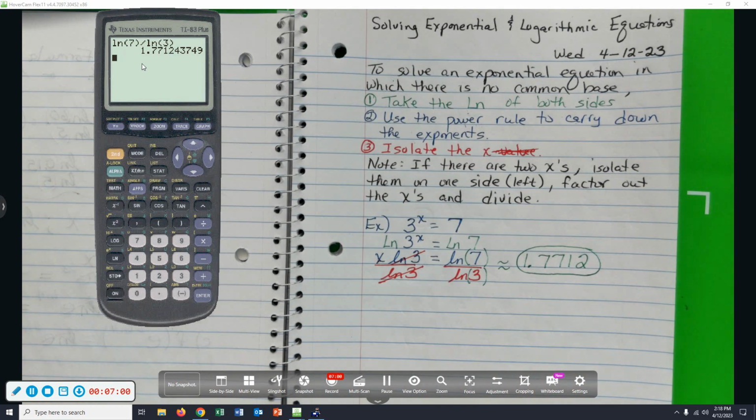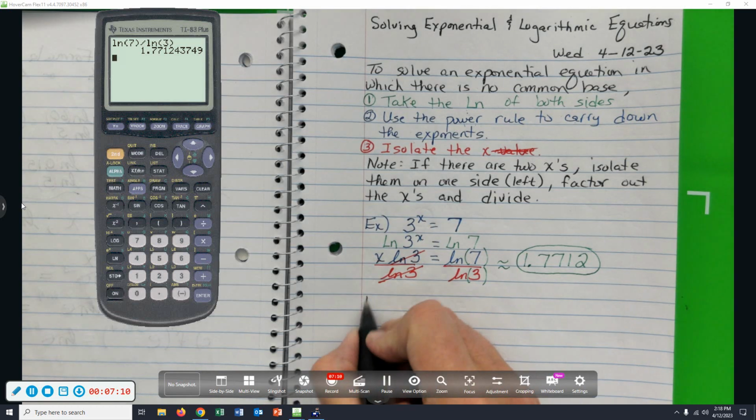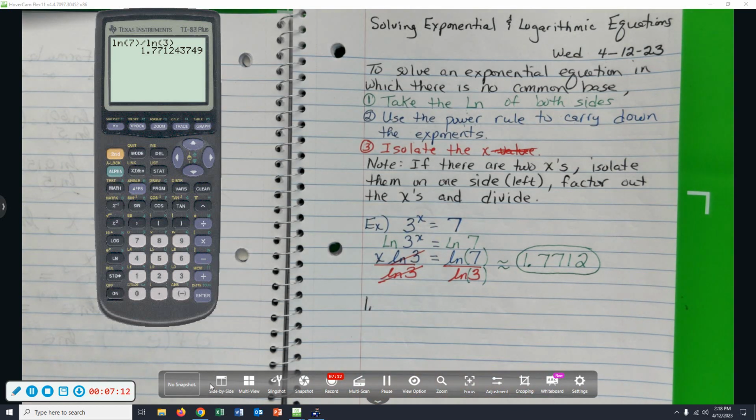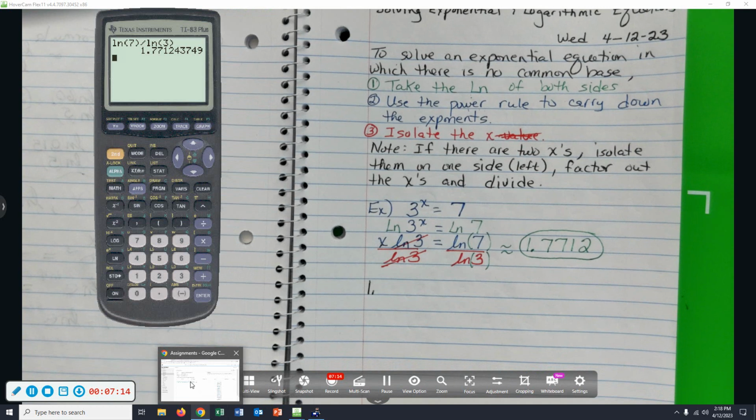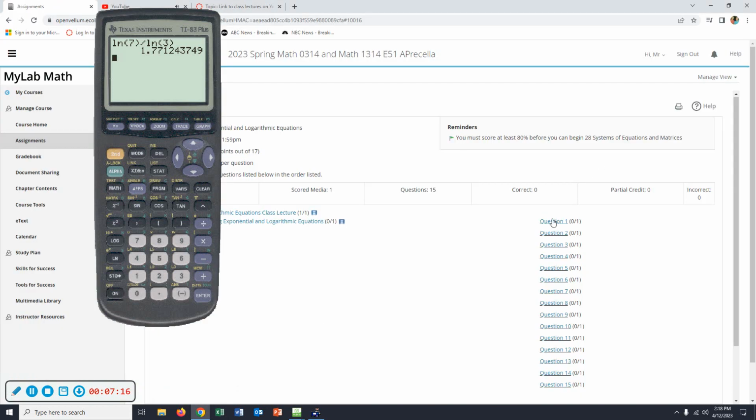So 3 to what power is 7? 1.7712. Right? I think problem number 1 in the homework assignment is similar to this. Let's see. Let's actually do one of the homework problems.